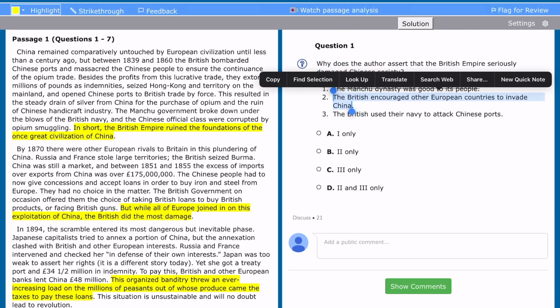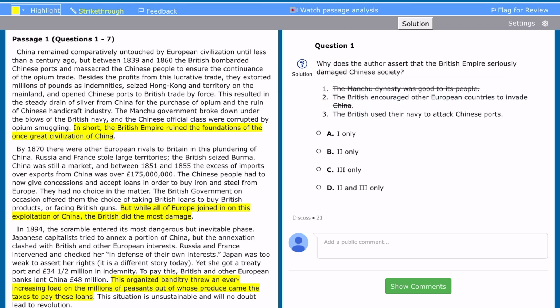And finally, we have 3. The British used their navy to attack Chinese ports. And this is mentioned throughout the first paragraph. Besides the profits from this lucrative trade, they extorted millions of pounds as indemnities, seized Hong Kong and territory on the mainland, and opened Chinese ports to British trade by force.